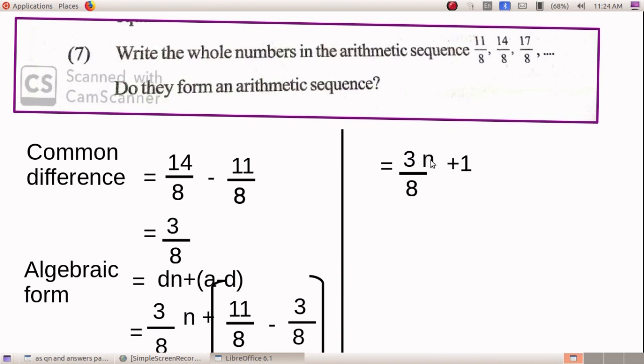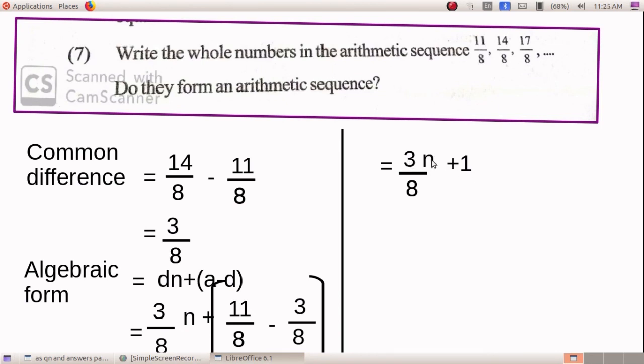When we substitute n by different natural numbers, we get the first term, second term, third term and so on. When we substitute n by 8, 8 by 8 cancels, so it will be 3 plus 1, that is 4. That whole number comes at the 8th position of this arithmetic sequence. When n is 16, the 16th term, 16 and 8 cancel, giving 2. 2 into 3 is 6, plus 1 will be 7, another term.